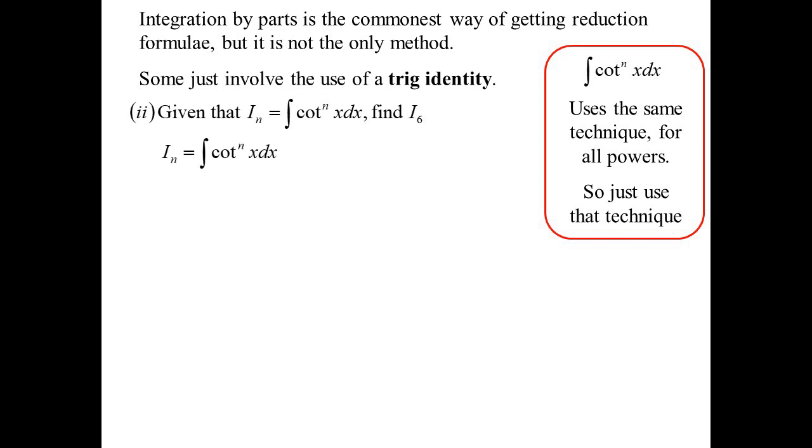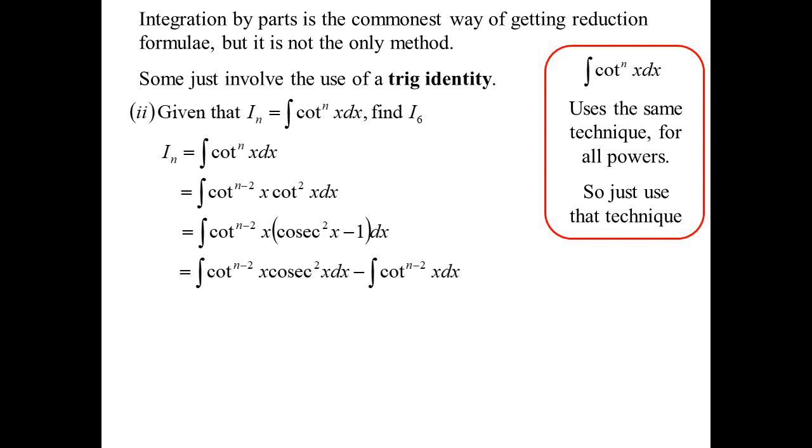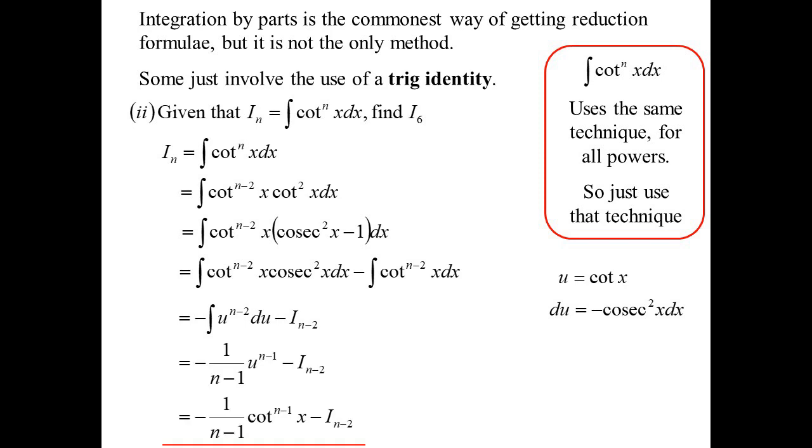So cot to the power of n, what was that technique? Well, we extracted out the cot squared. The cot squared I can change to cosec squared minus 1. Split that into 2 integrals. One we can solve using a substitution. The other is the same trig integral but to a lower power. Working out the first integral, there it is, we have our formula. So we can now work out I6 or cot to the power of 6.